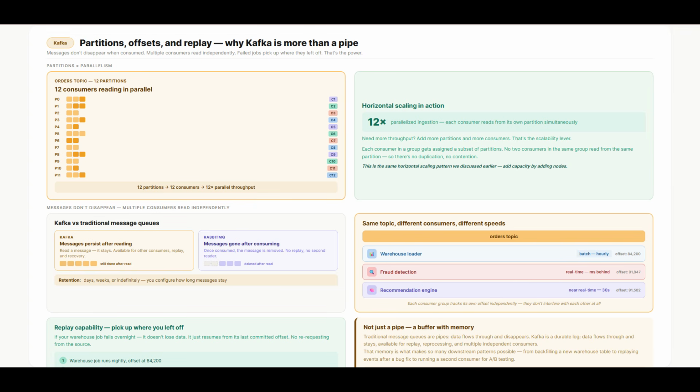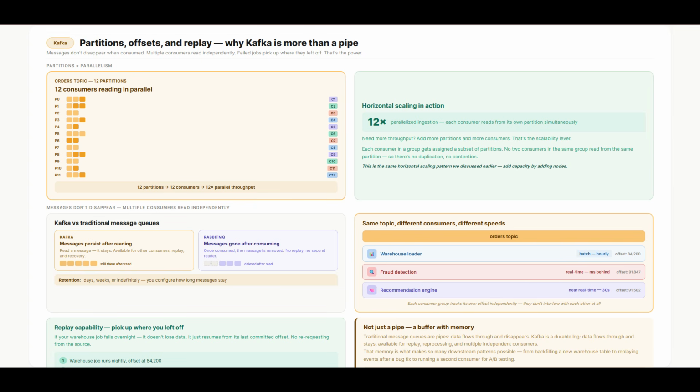Both are fine, both work, and if something goes wrong, your warehouse job fails overnight, it just picks up from where it left off. The data is still there waiting. You don't lose anything. You don't need to ask the source system to resend. That replay capability is one of the most valuable things about Kafka.